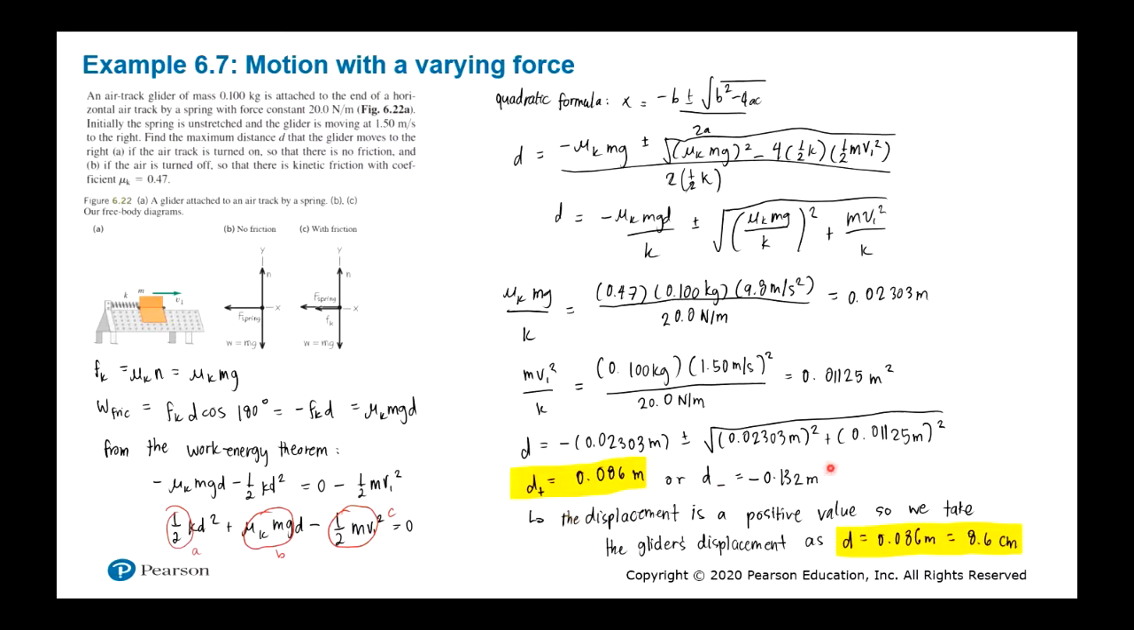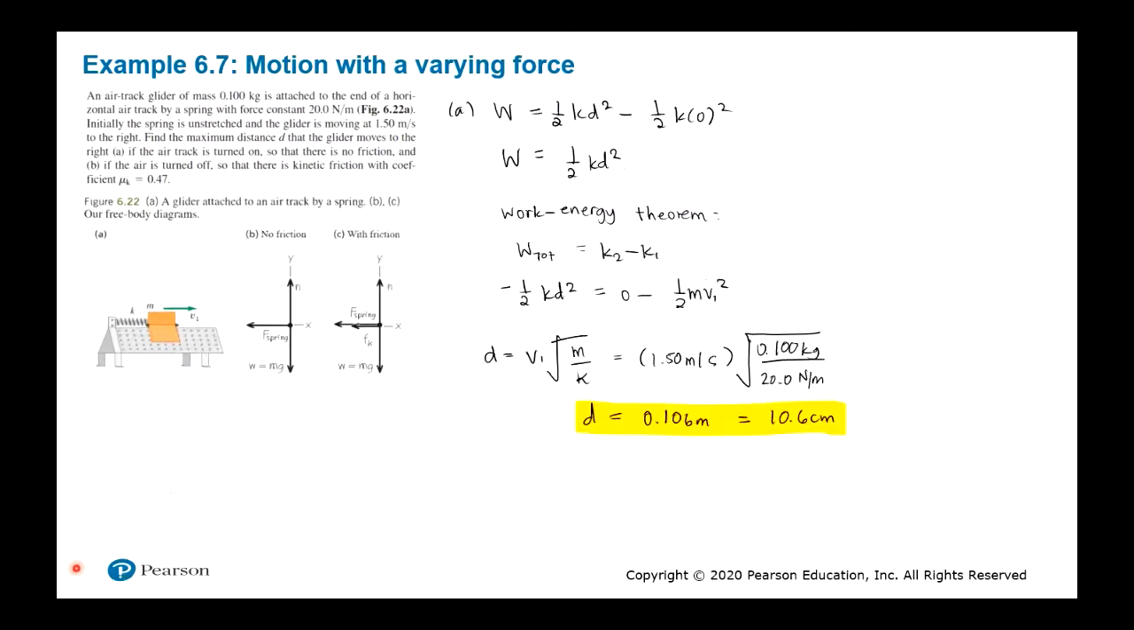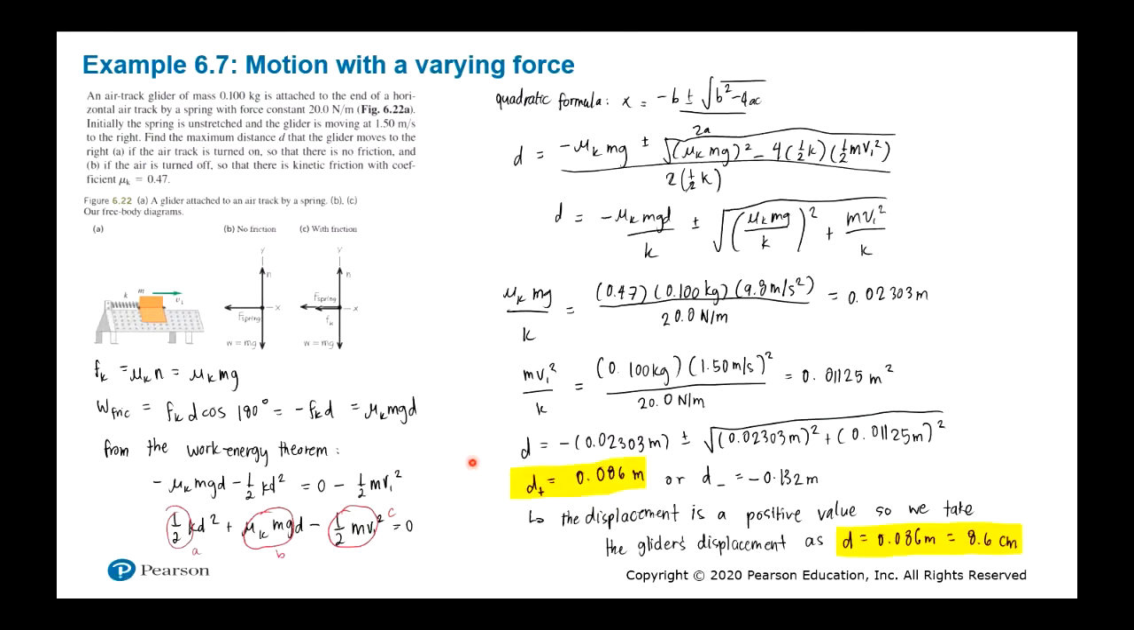So this means we take the glider's displacement as d equals 0.086 meters or 8.6 centimeters, which is less than the value that we got if the air track is turned on. And you can see already through our calculations that the frictional force does have an effect on the total distance that the glider was able to achieve.